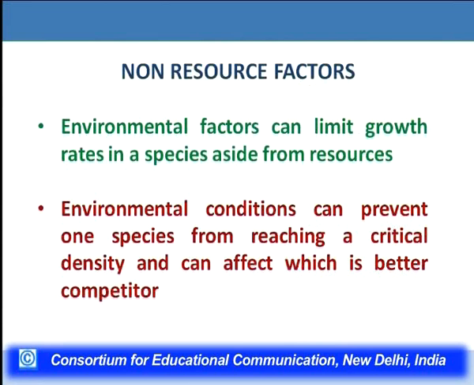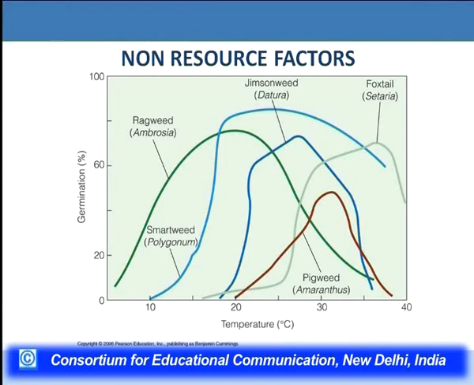Now this tells us that the competition amongst individuals may be due to a resource factor, that they are directly competing for a resource, or it could also be because of non-resource factors, wherein environmental factors might modulate or limit the growth rate of the competing species, wherein one species will be prevented from reaching its carrying capacity because of certain specific environmental conditions. Like in this particular panel, we see that temperature affects germination of different types of weeds or grasses, and we see that foxtail is the species which germinates to a greater extent when the temperature is high.